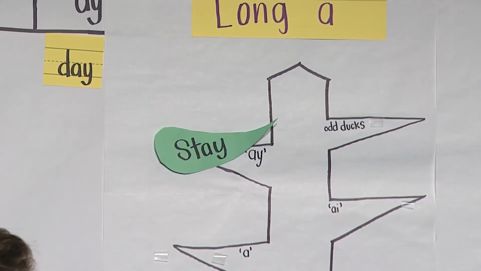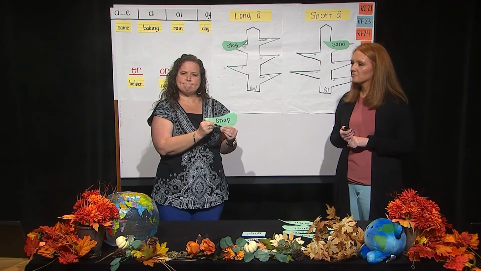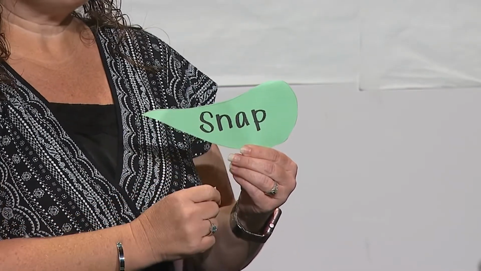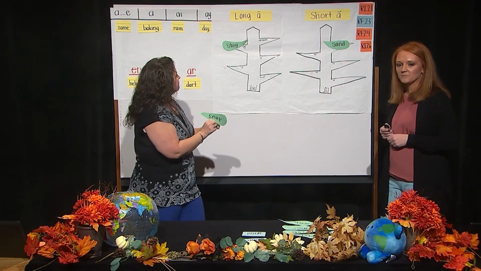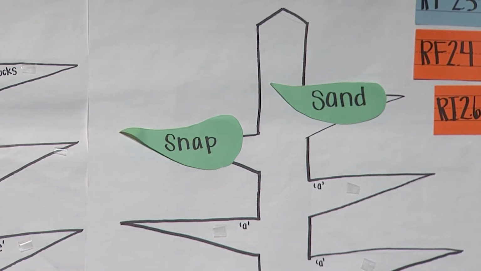Next word, snap. Is that a short vowel sound? Yes, for sure. Snap. Let's get it on our short vowel spelling tree. Notice the sound is short A, not long A, because it is a closed syllable.